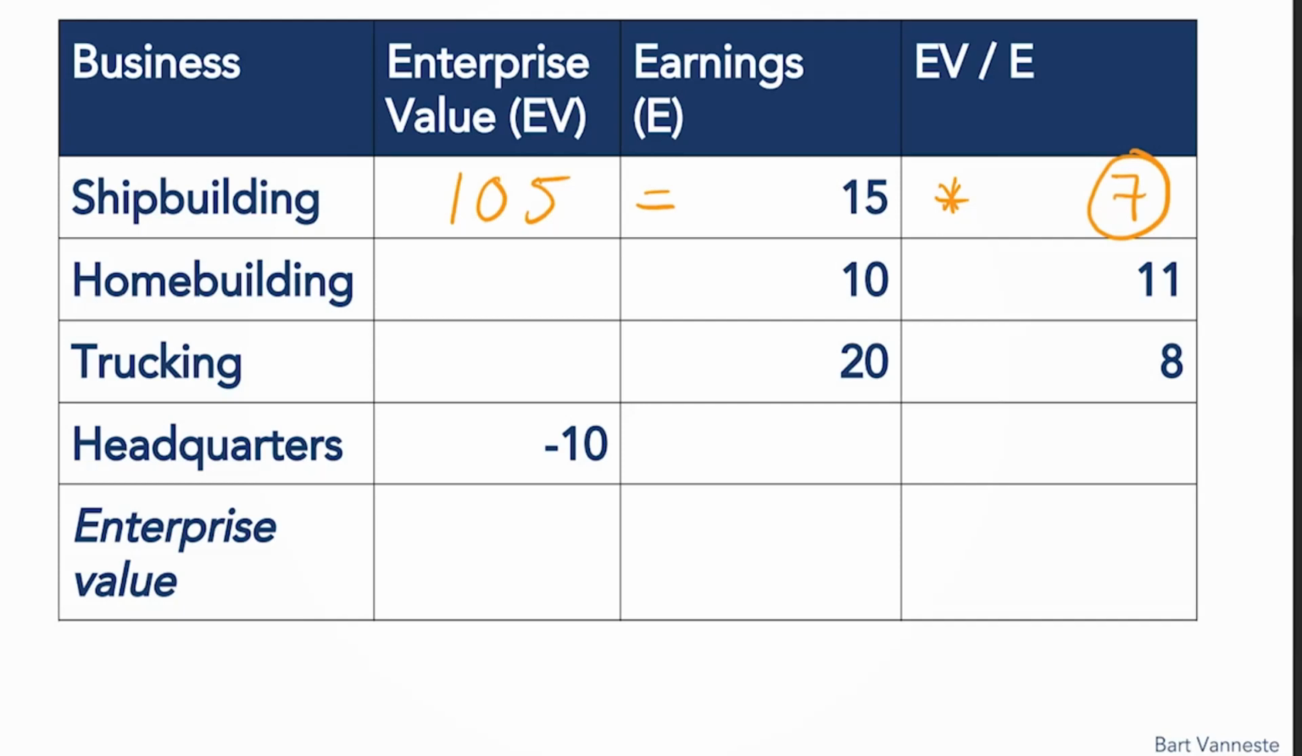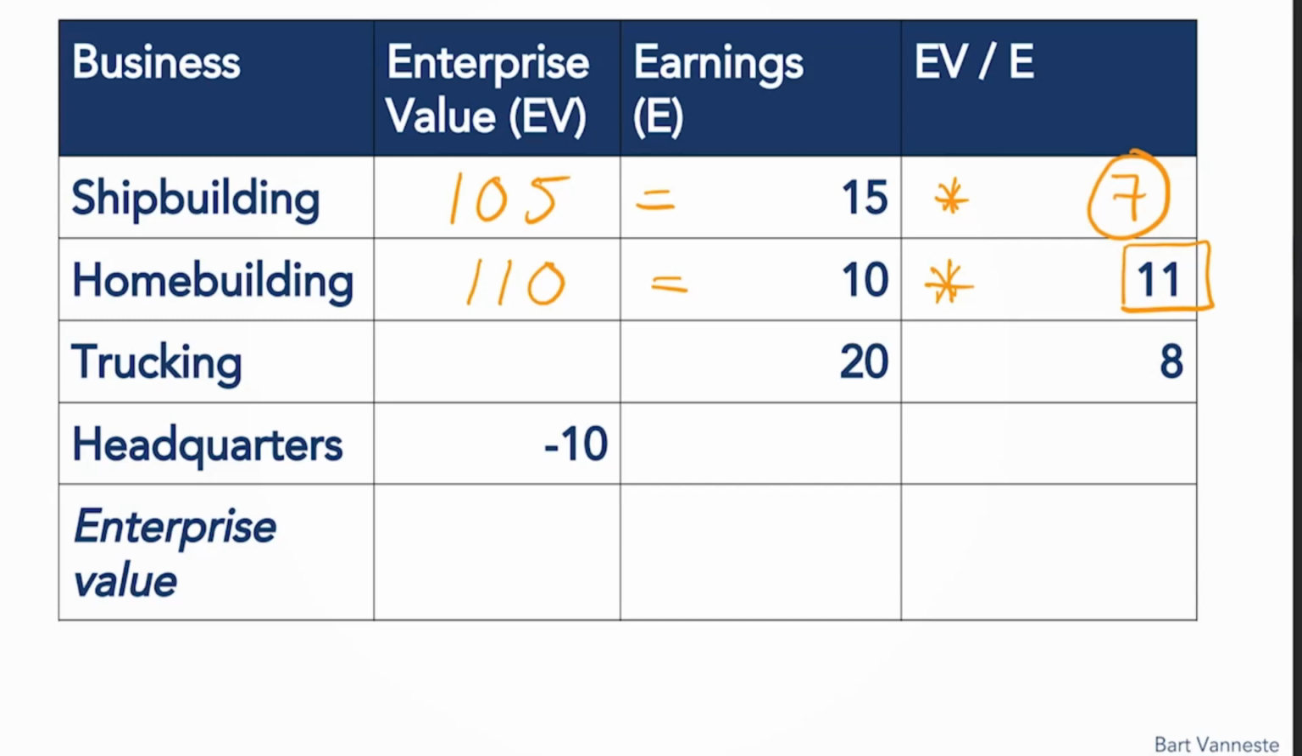Now we're going to apply the exact same technique for home building. And let's say our comparison with other home building businesses yielded an average multiple of 11. And just to recap, that meant that on average, the home building businesses are worth roughly 11 times last year's earning. If we multiply that multiple of 11 times 10, we can derive the enterprise value for just home building. So 10 times 11 is giving us 110.